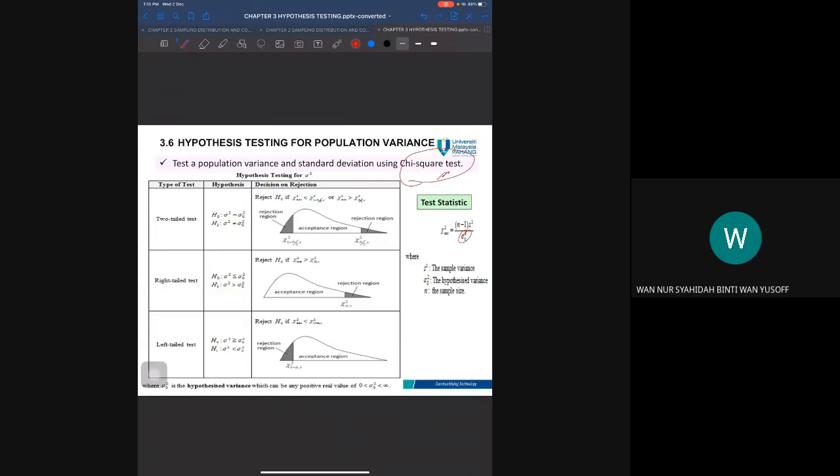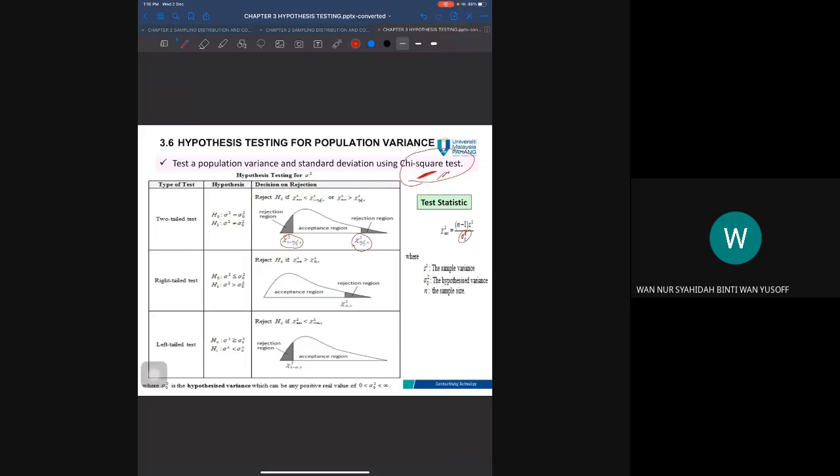Start from here, you have to understand. The chi-square here is a positive distribution. That's why we have different values for the lower critical value and the upper critical value. It is not negative and positive like T and also Z.